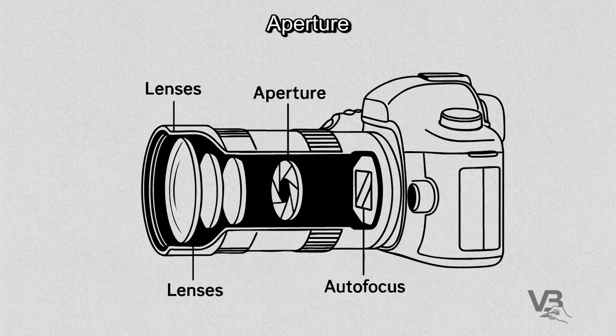2.2. Aperture and exposure. Inside the lens, there is a part called the aperture, which works like the eye's pupil, opening and closing to control the amount of light entering. The aperture size is indicated by an f number. A smaller number, for example, f/1.8, means a wider aperture and more light entering the camera.